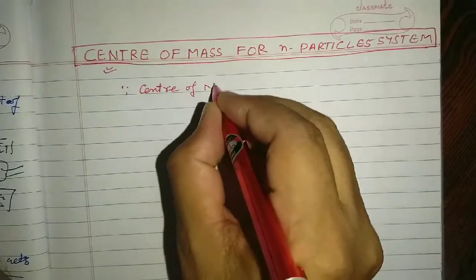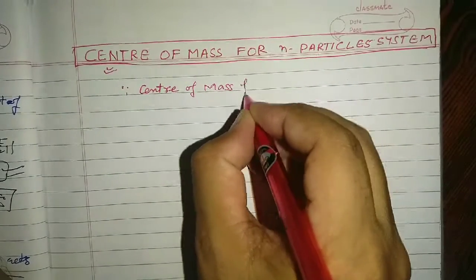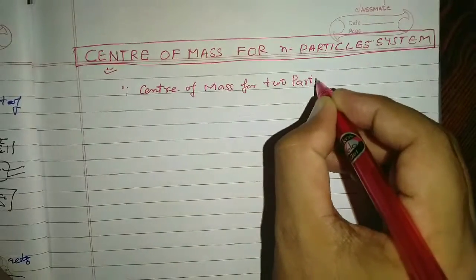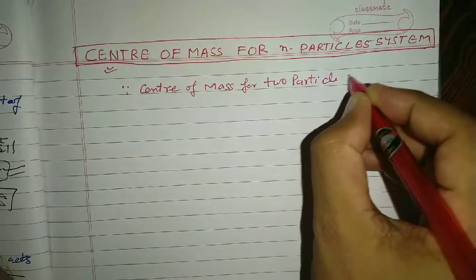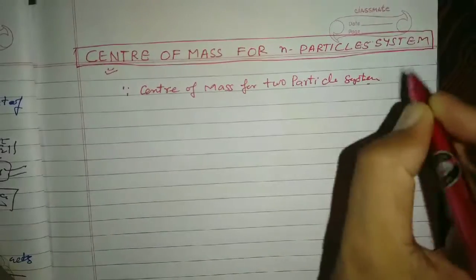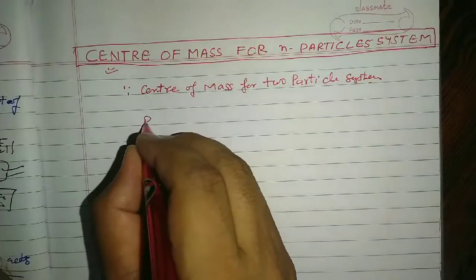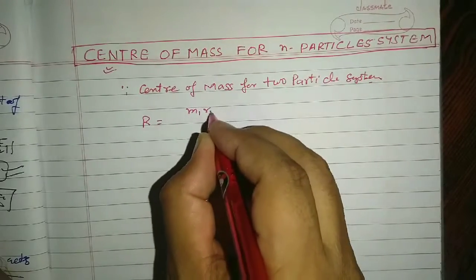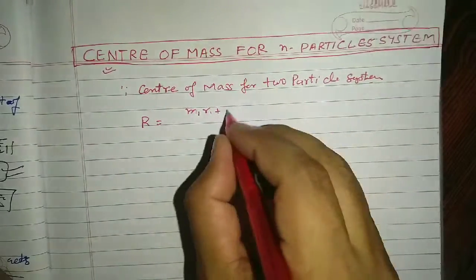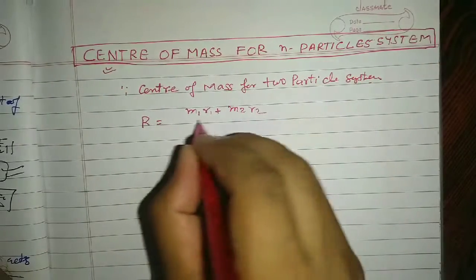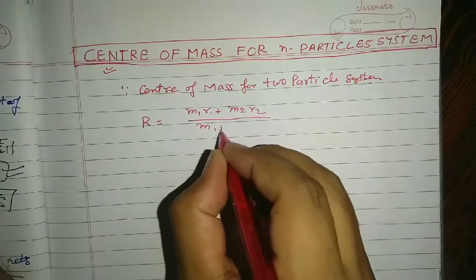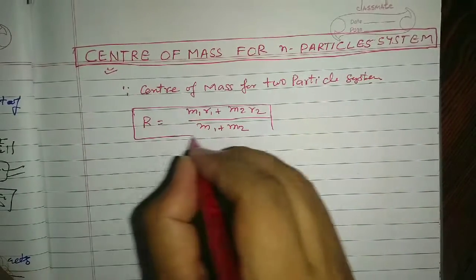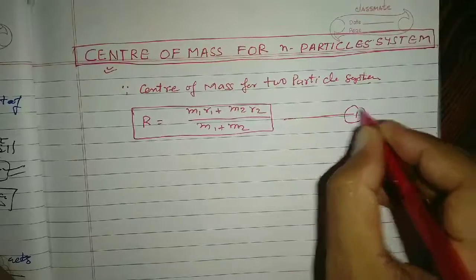For the derivation, since we know that the center of mass for a two particle system, we have derived, it is R is equal to m1 r1 plus m2 r2 by m1 plus m2. Let it be represented by equation number 1. Right?